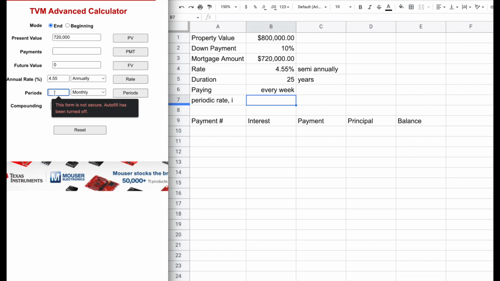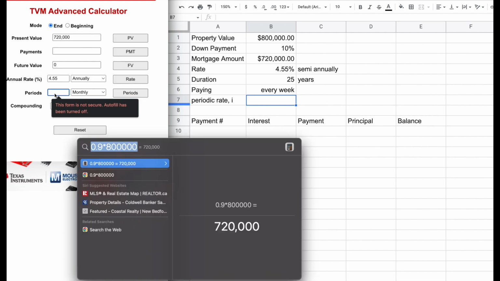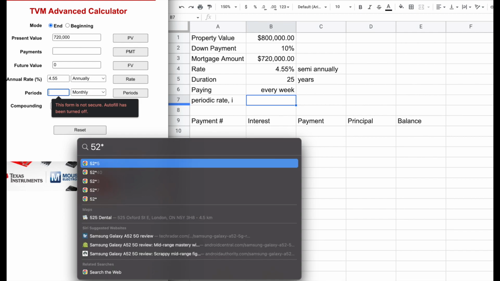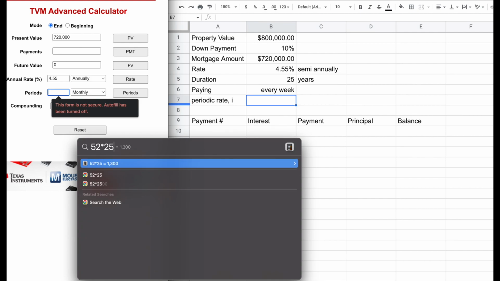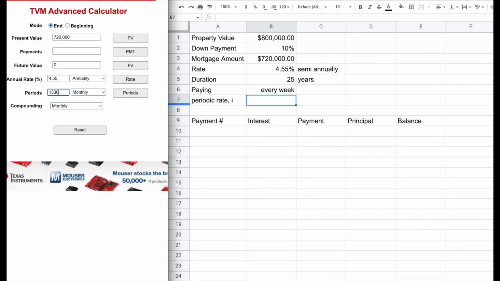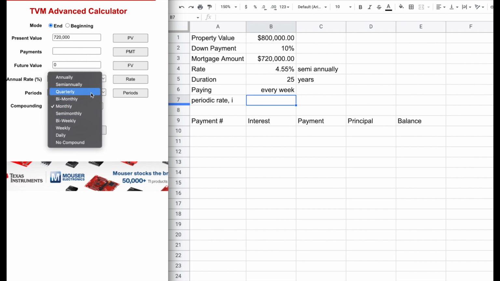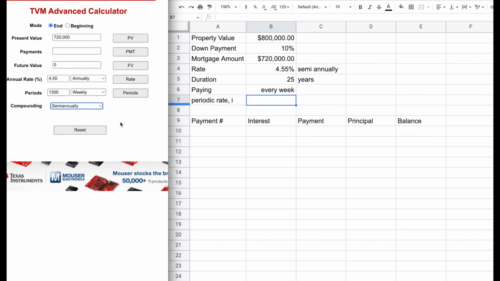The periods is, now we have to make a calculation. So it was 25 years and every week. There's 52 weeks in a year. So if I bring up 52 times 25, I will get 1,300. So let's just put that in there. And we need to make sure that we change this drop down to weekly for it to work correctly. So we're almost done. We just need to change the compounding to semi-annually, because again, that is by law.